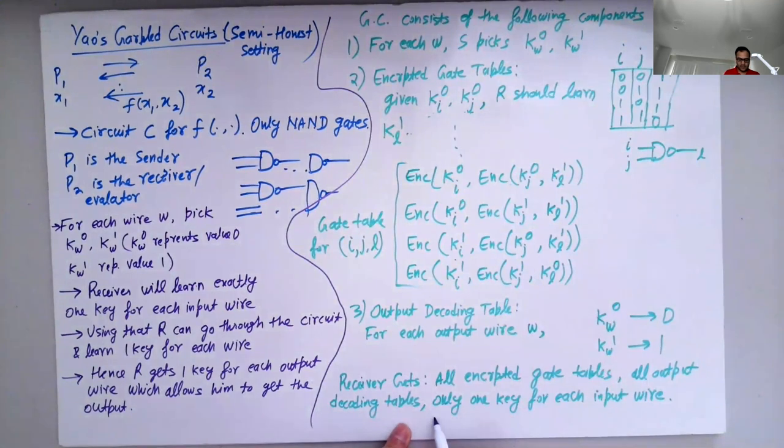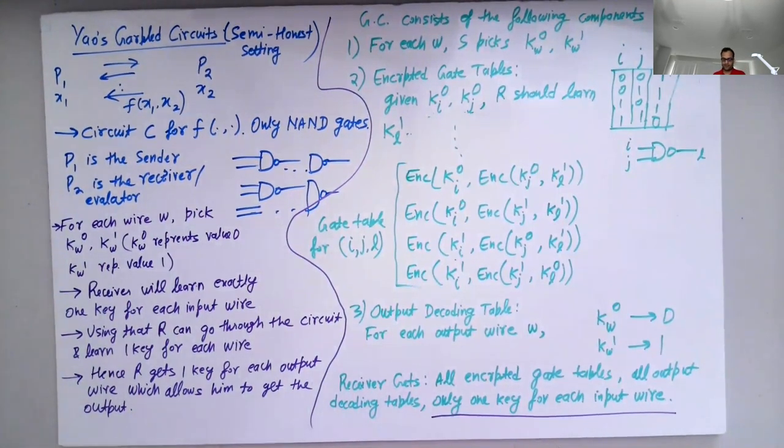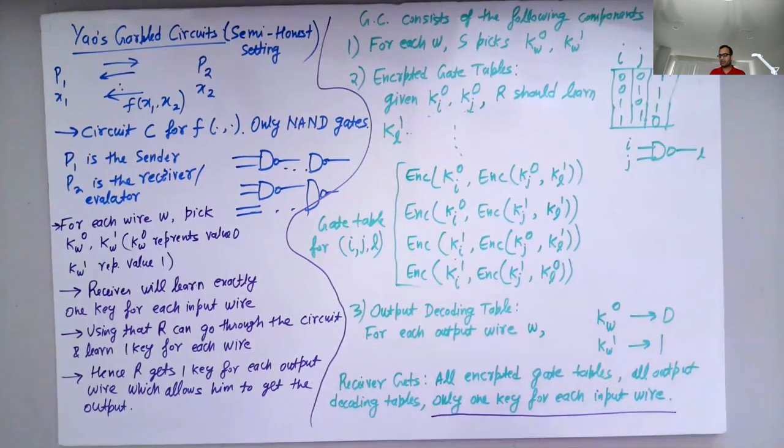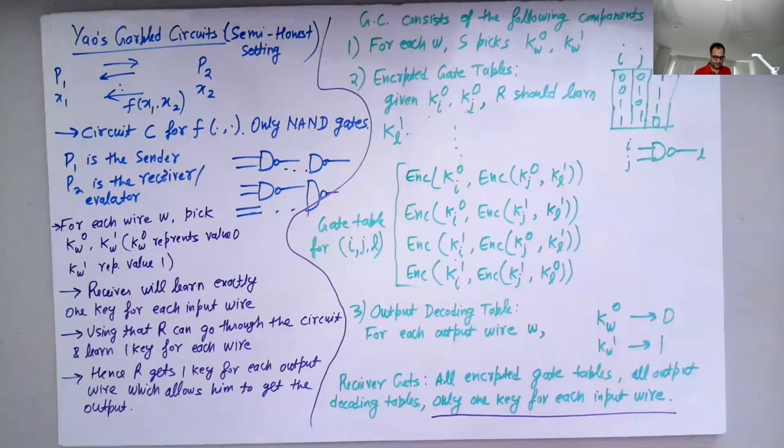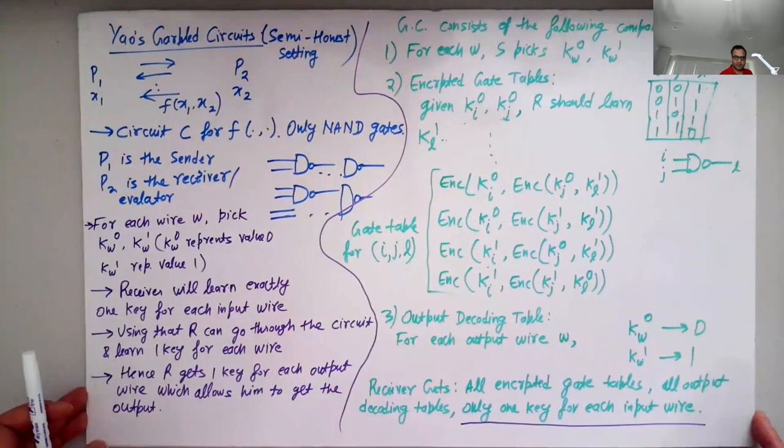Now the question is, how does the receiver get only one key for each input wire? Because the sender, of course, doesn't know receiver's input. So how does that work? That's the question. So any clarifications, any questions so far? Okay, so let's continue. I'll try to use this board.